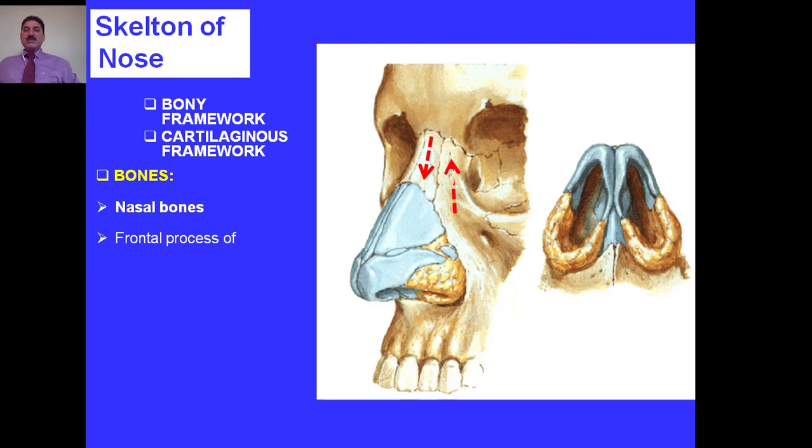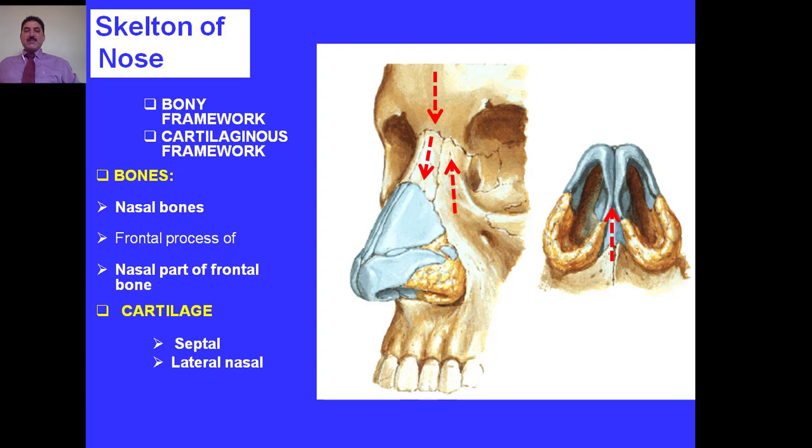Frontal process of the maxilla also contributes to the formation of the skeleton of the nose. Nasal part of the frontal bone. The cartilages which participate in the formation of the nose are the septal cartilage, which separates the two nasal cavities, the lateral nasal cartilages, and major and minor alar cartilages, which contribute to the skeleton of the nose.